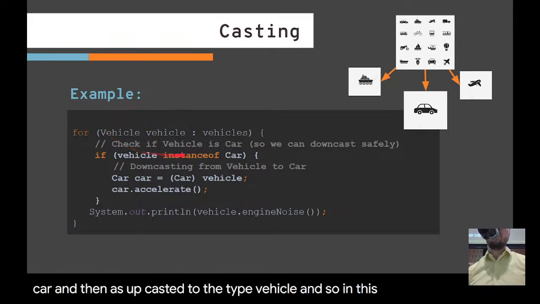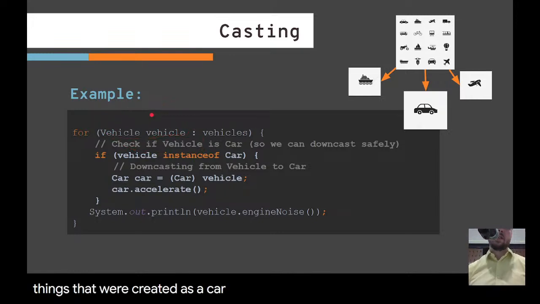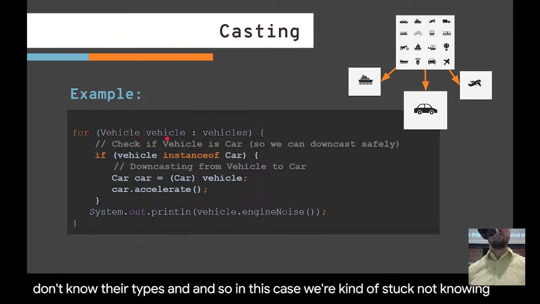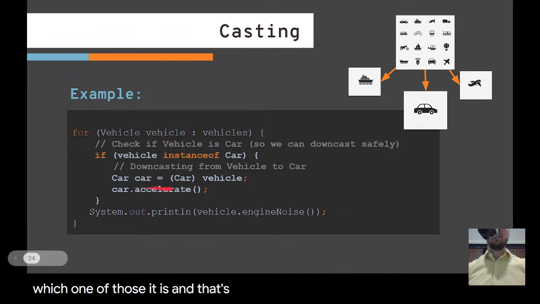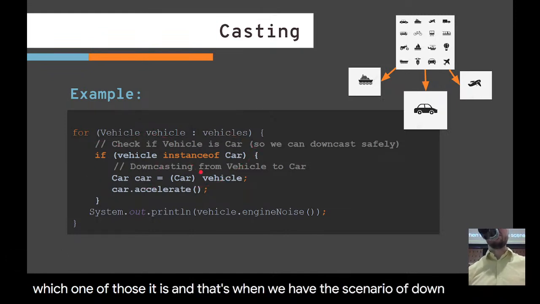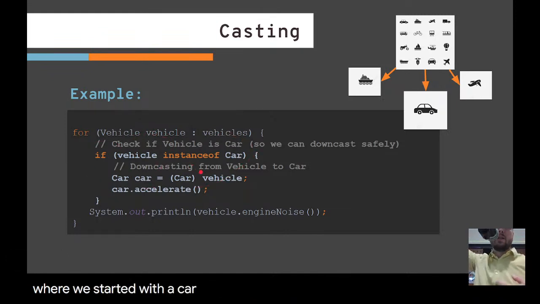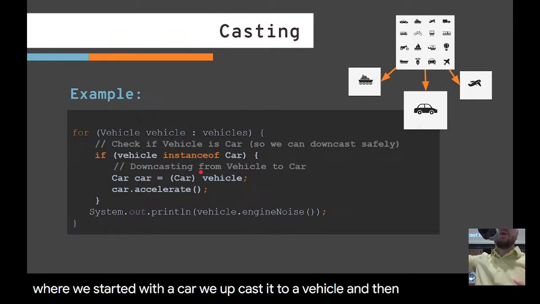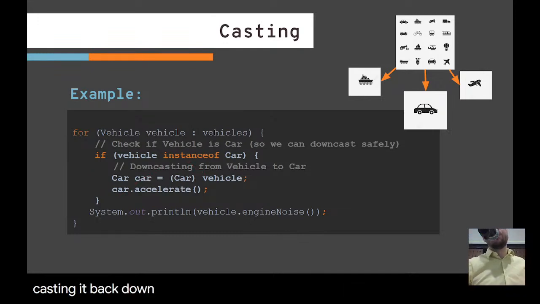And so in this for loop, we have things that were created as a car, created as a plane, created as a boat, but we don't know their types. And so in this case, we're kind of stuck not knowing which one of those it is. And that's when we have the scenario of downcasting, where we started with a car, we upcast it to a vehicle, and then now we're downcasting it back down to a car.